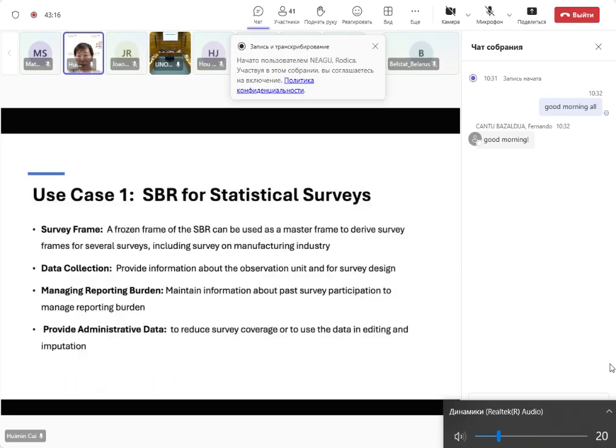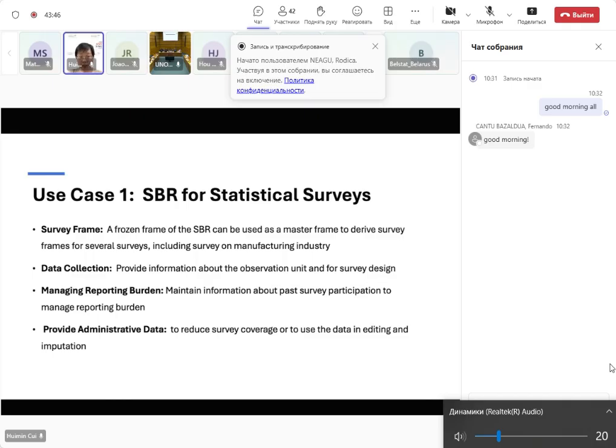So now I share a few potential use cases for the task team to consider. The first main use case is using SBR to design and operate statistical surveys. The first feature is using SBR as a survey frame to identify the economic units as active as well as within the scope of industry statistics. A frozen sampling frame can be provided by the SBR for the survey team to design the sampling, etc.